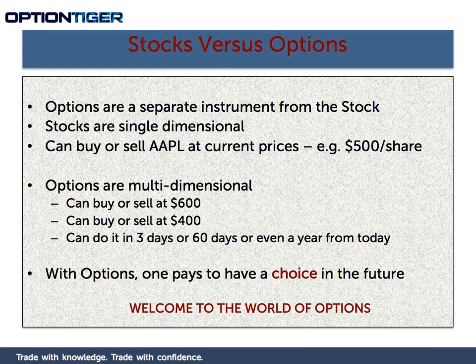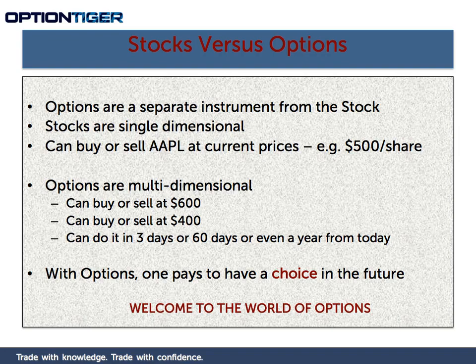Let's now look at what are the differences in characteristics between stocks and options. We know that options are a separate instrument from the stock. Options are traded on their own exchange and stocks have their own exchanges. The main difference between a stock and an option is that stocks are what you can call as being single dimensional. So what do we mean by that?